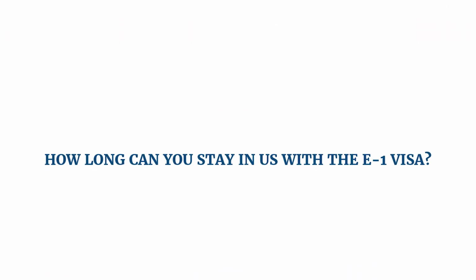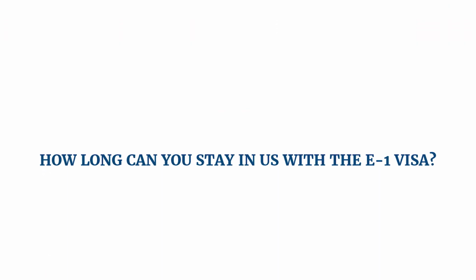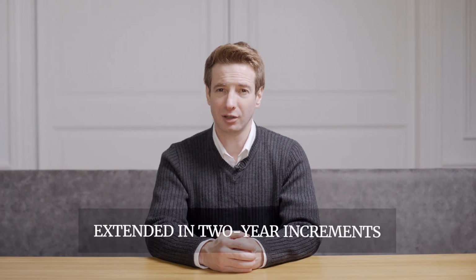How long can you stay in the US with the E-1 visa? E-1 visas are generally granted for an initial stay of up to 2 years, though they can be granted for up to 5 years. E-1 visas can be extended in 2-year increments as often as desired, so long as the E-1 trader or employee remain qualified for the status.